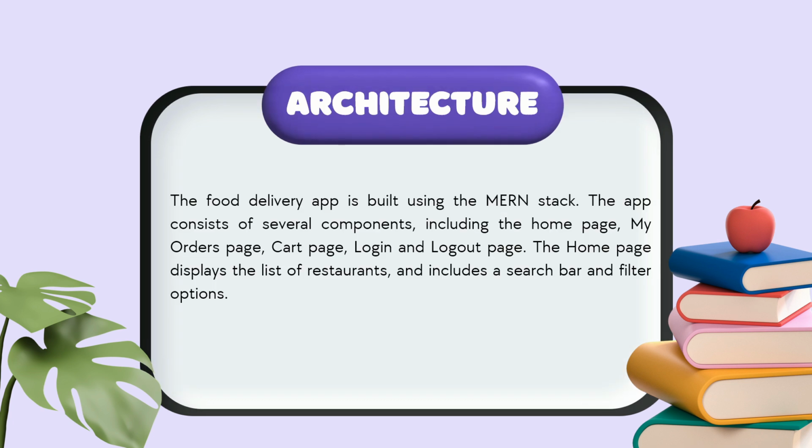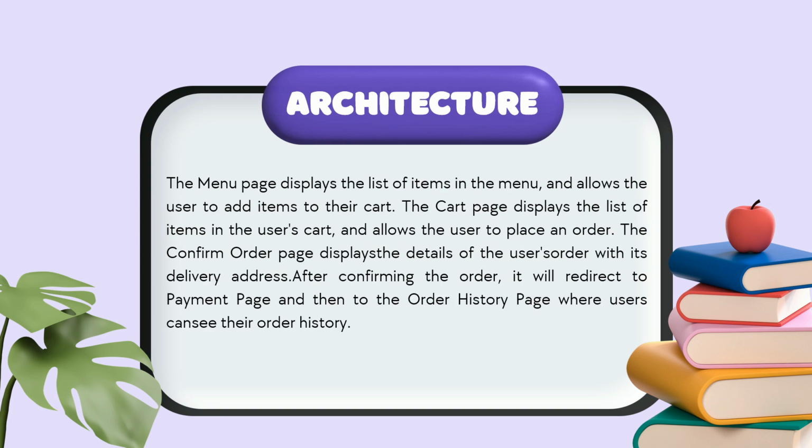Architecture. The food delivery app is built using the MERN stack. The app consists of several components including the home page, my order page, cart page, login and logout page. The home page displays the list of restaurants and includes a search bar and filter options.